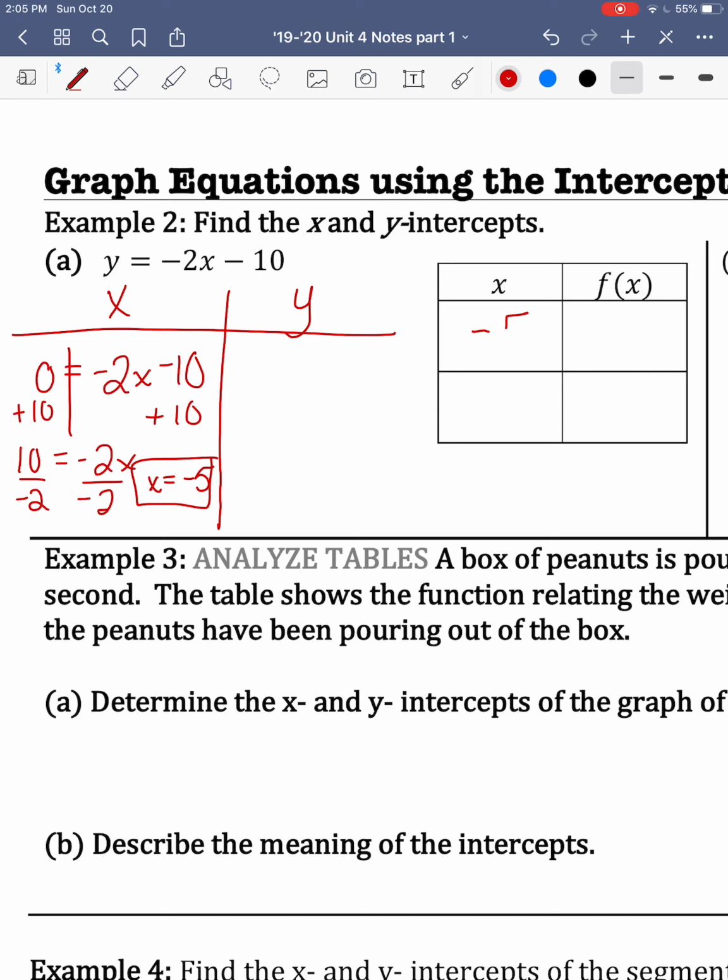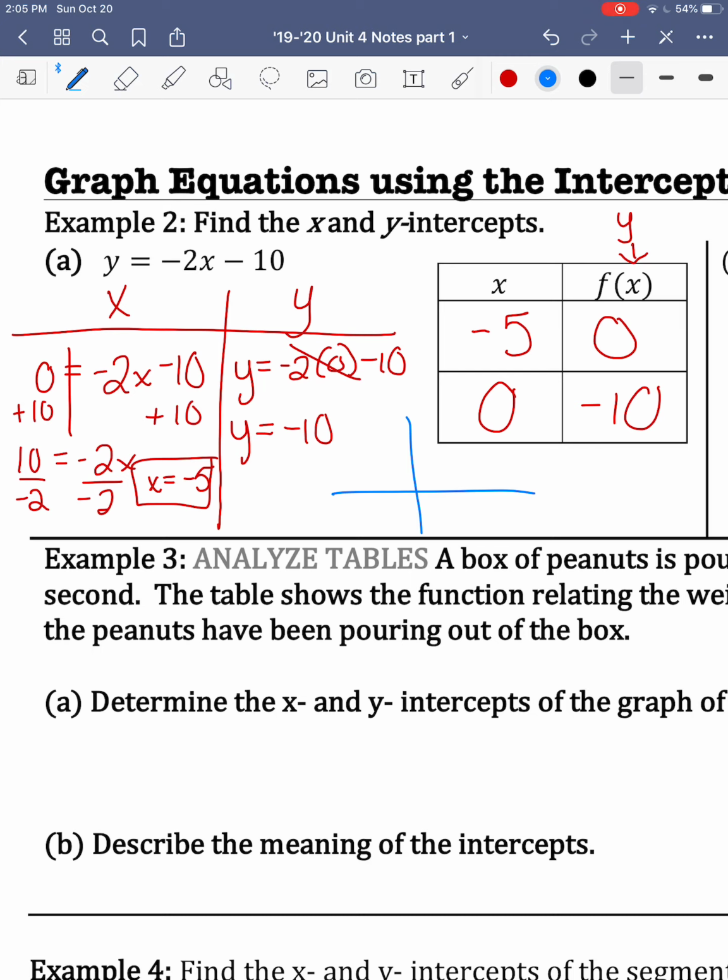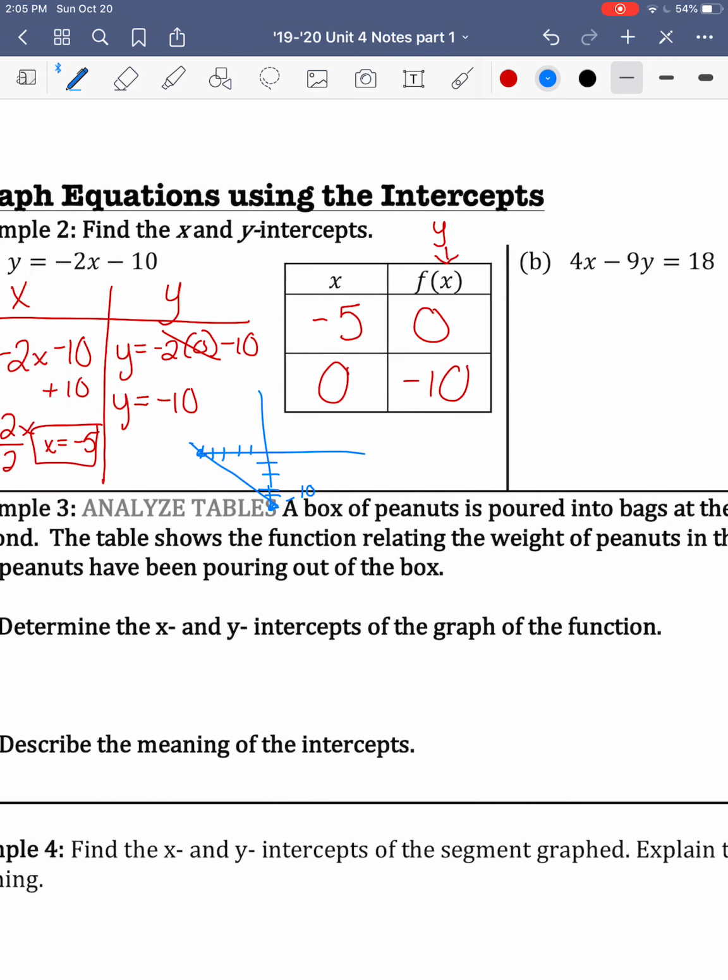But that's the point -5, 0, right? Remember, f of x is the same thing as y. Now to find my y-intercept, I'll plug in 0 for x. So this cancels, and y literally equals -10. So this would be 0, -10. Now if I had a graph, let's see, I'd have 1, 2, 3, 4, 5. Let's pretend this goes all the way to -10: 2, 4, 6, 8, there's -10. All I'd have to do is plot those 2 points and connect them. So that's the purpose of graphing with x and y intercepts.